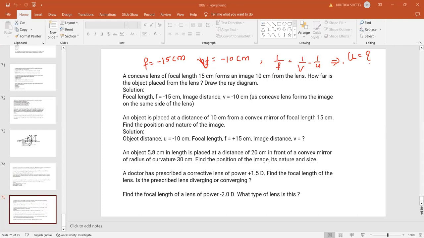Another question. In the third question, an object of height 5 cm is placed at a distance of 20 cm from a convex mirror with radius of curvature 30 cm. You have to calculate all the values: magnification, image distance, everything.